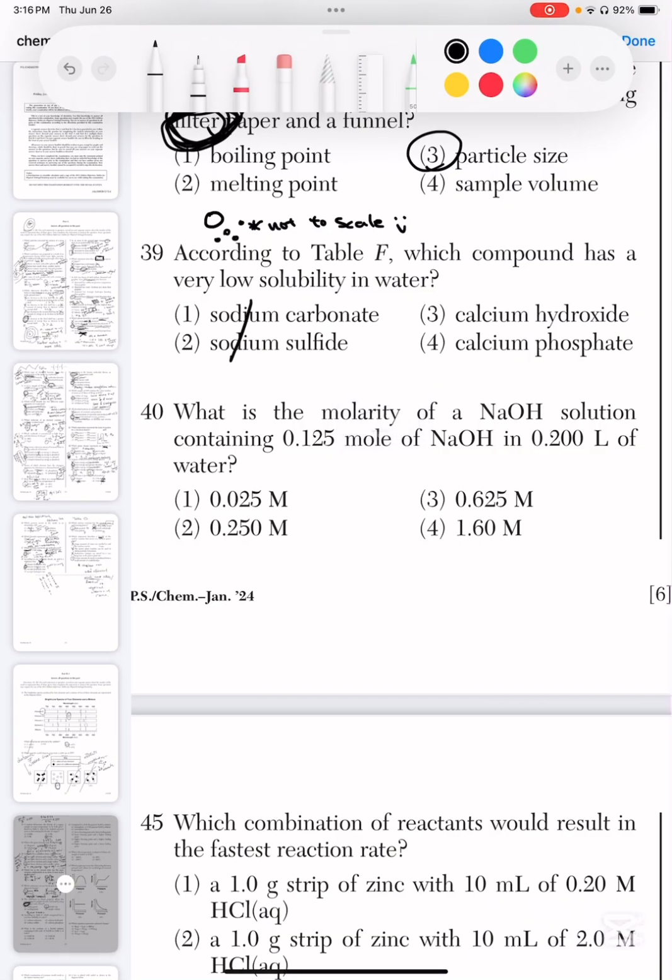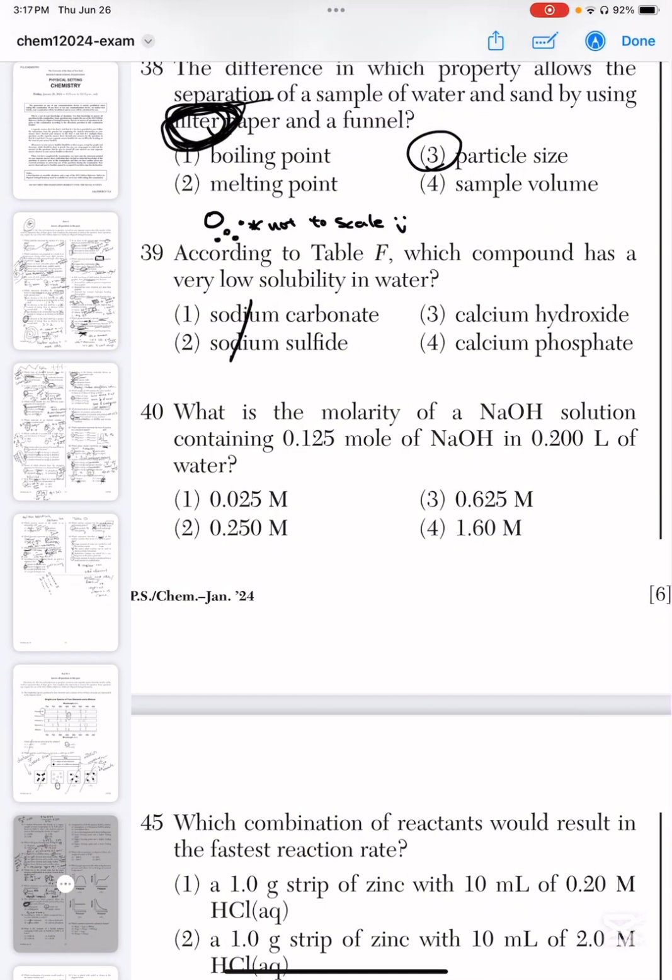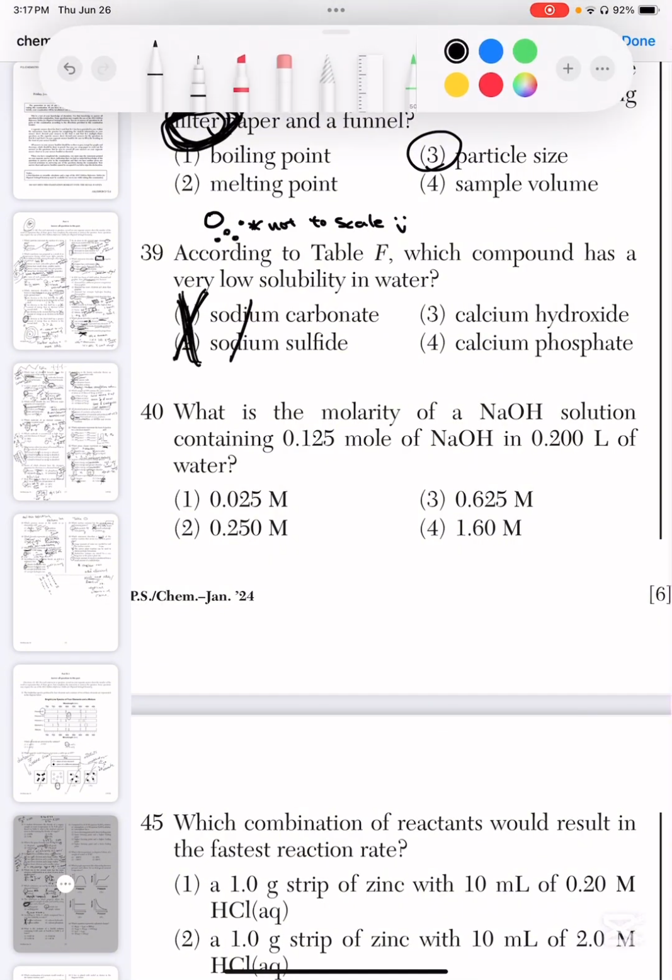Okay, so these two are sodium. Sodium is always pretty good with solubility because it's a group 1 ion, so it's not those two. And calcium hydroxide, this is a strong base. Not that you need to know that, but it's a strong base, which means that it's able to dissociate like this. So it's not this either.